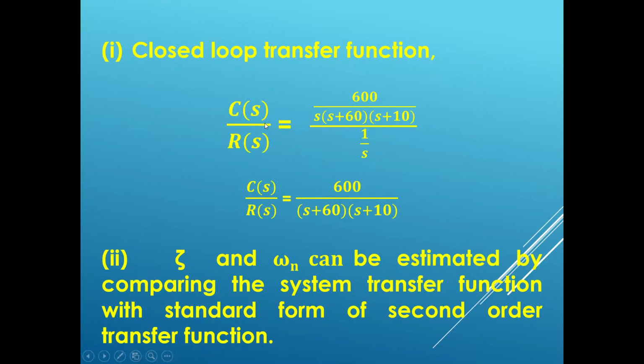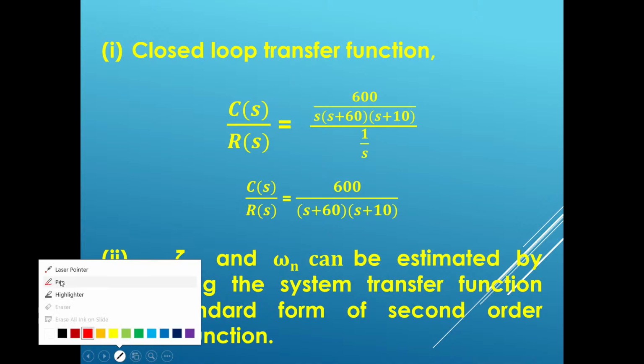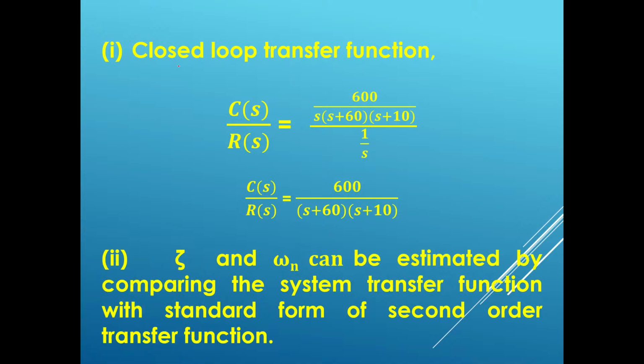So if you observe here, we have to determine the closed loop transfer function. So what is C of s? C of s is this term. What is R of s? This is R of s term. So C of s by R of s.